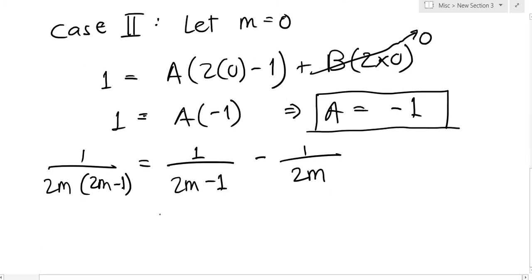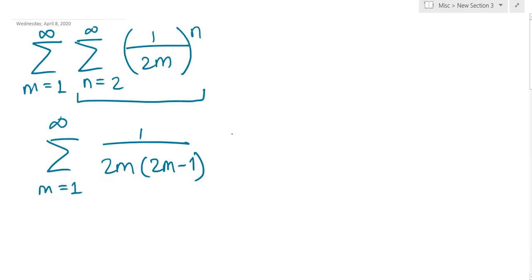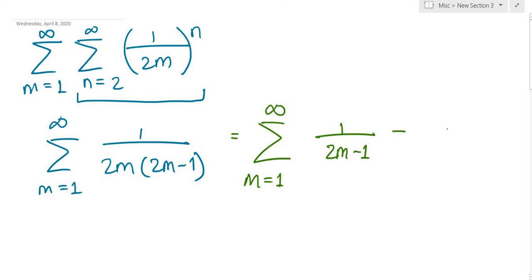Well, great, we performed partial fraction decomposition, and we obtained this nice separation of terms. Let's implement this in our infinite series now. The inside part we can rewrite, keeping the outside sum the same. We have 1 over 2m minus 1 minus 1 over 2m. Well, the sum is running on all of this.